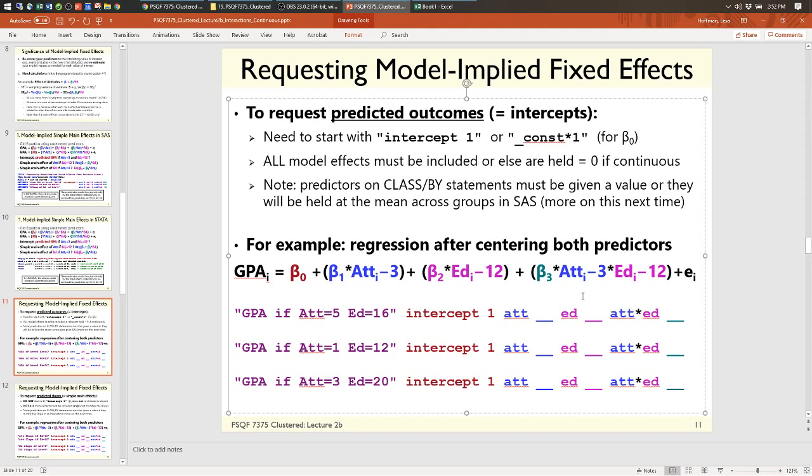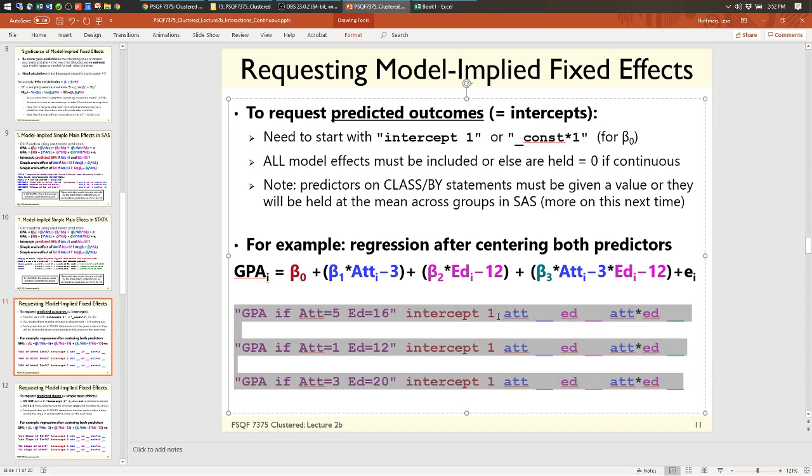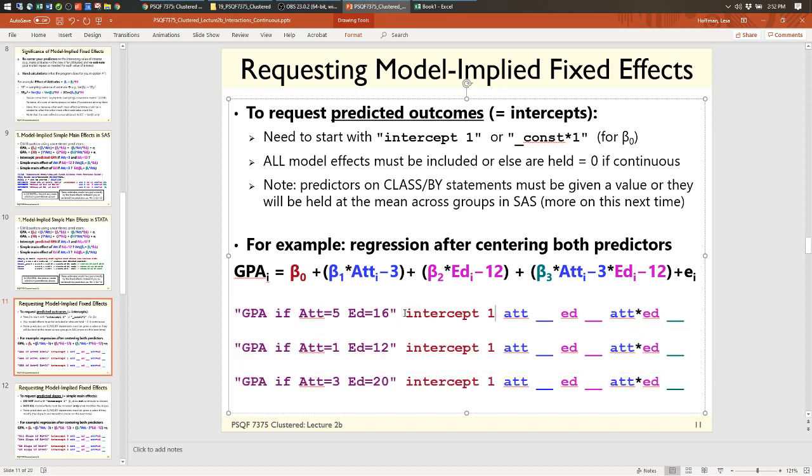So let's say that we went in and we centered our predictors so that all of our coefficients made sense. How do we ask for new simple slopes anyway? Well, for this one, what I'm asking for is predicted outcomes, all right? So I gave you a hint. If you're doing a predicted outcome, you got to have the intercept in. Otherwise, the values that go here are the values for the variable that you're trying to make the prediction for.